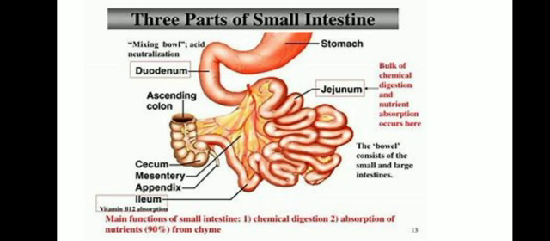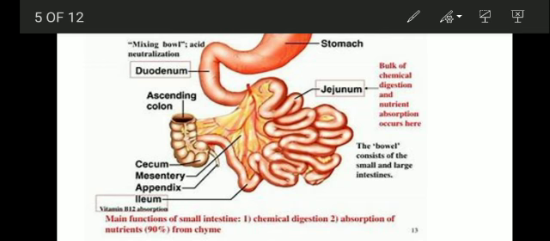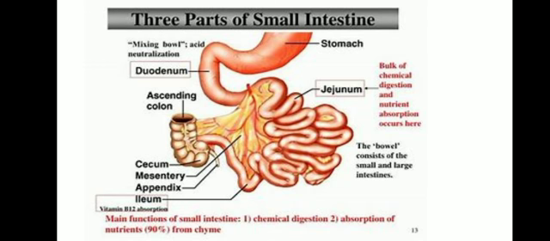The ileum forms the third, lower part of the small intestine. It connects to the large intestine. From here onwards, the large intestine starts. Ileum is the longest part, and inside the small intestine there are villi. Villi are finger-like projections present inside the small intestine. They absorb into the blood vessels.